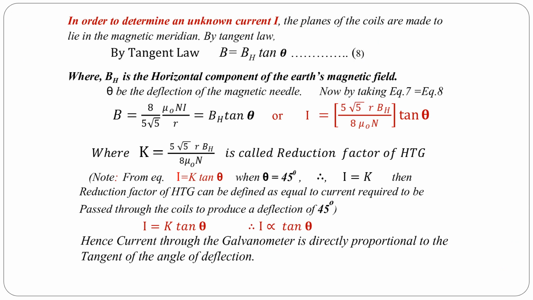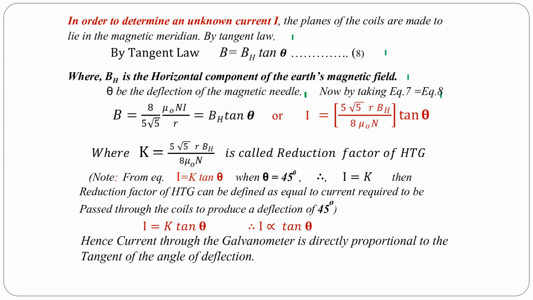In order to determine the unknown current I passing through the coils, the planes of the coils are made to lie in the magnetic meridian. When the planes of the coils are set in the magnetic meridian, by using the tangent law, B is equal to BH tan theta, where BH is the horizontal component of the Earth's magnetic field and theta is the deflection of the magnetic needle. Now we are equating equation 7, that is the equation for the magnetic field, with the tangent law equation, that is equation 8.